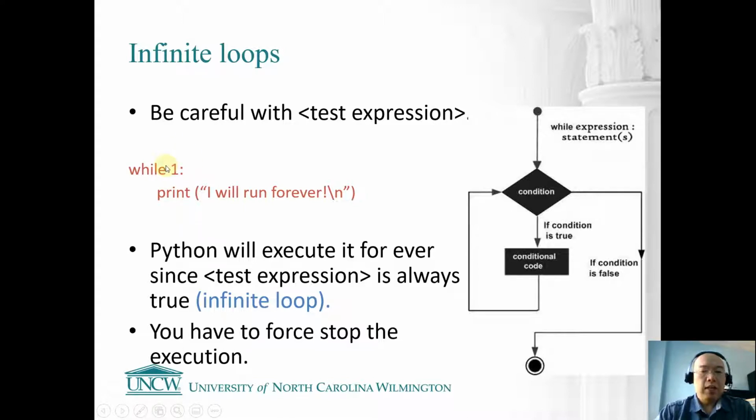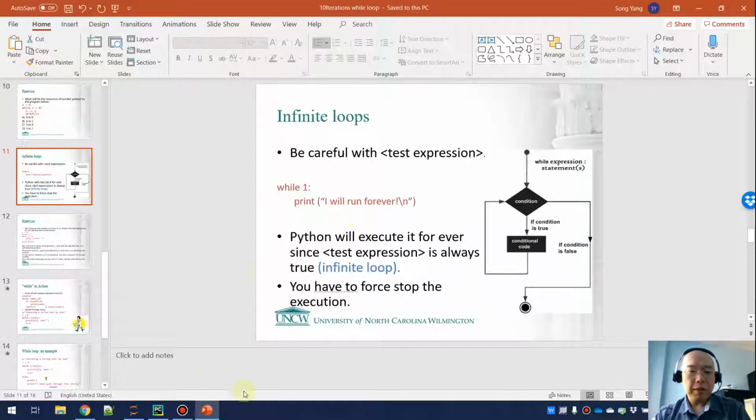So while 1, what does this mean? We are supposed to have a Boolean expression, so it should be either true or false. But remember, in the if-else condition, we also talked about values which will be evaluated to be true or false. What's the rule? All non-zero values will be evaluated as true. So this 1 will always be evaluated as true. This means the condition is always true, and we are going to run this body forever, right?